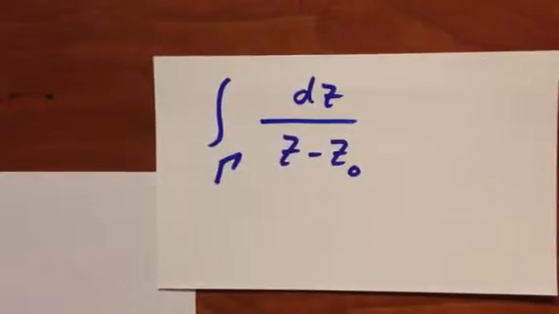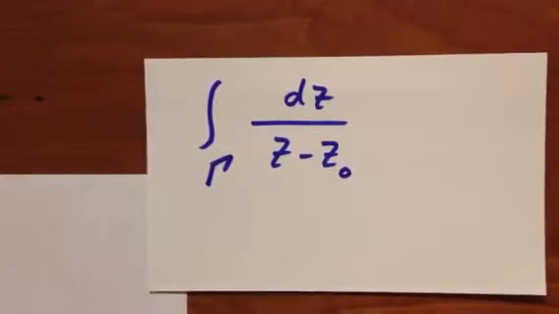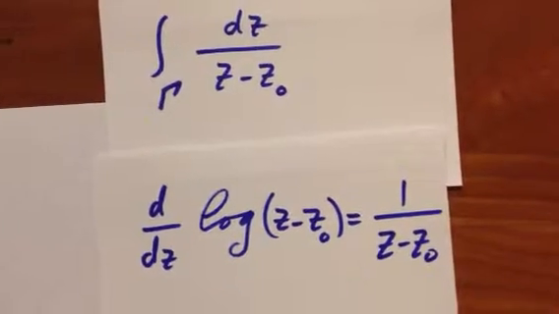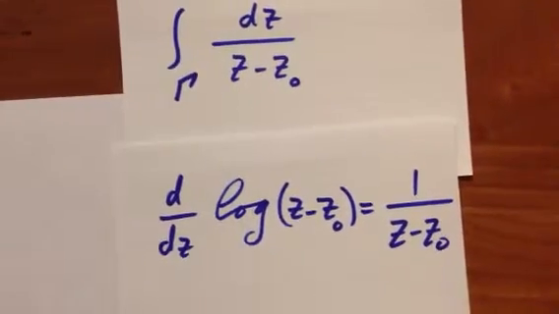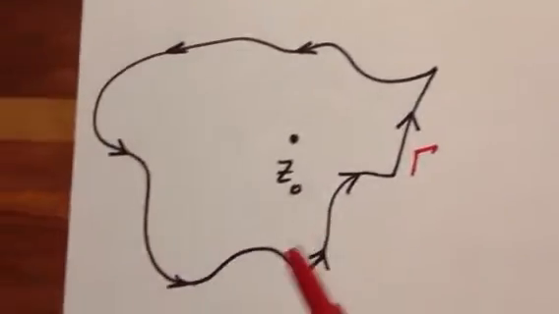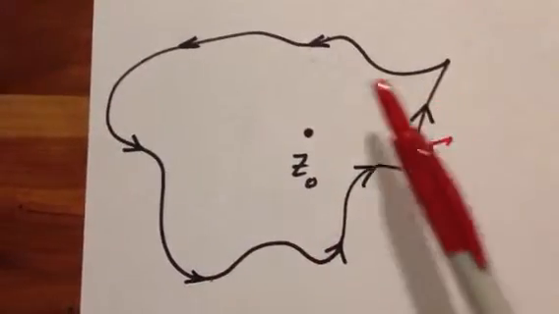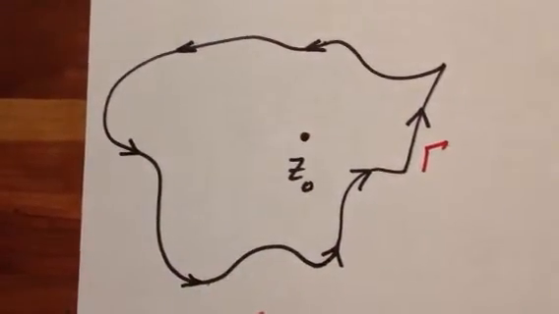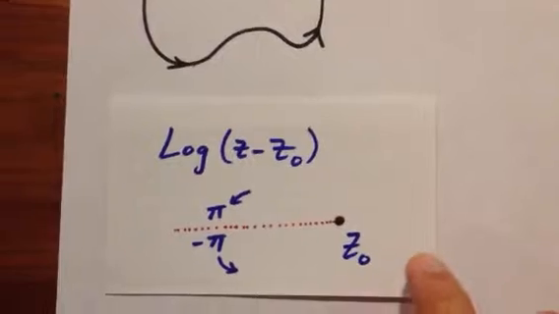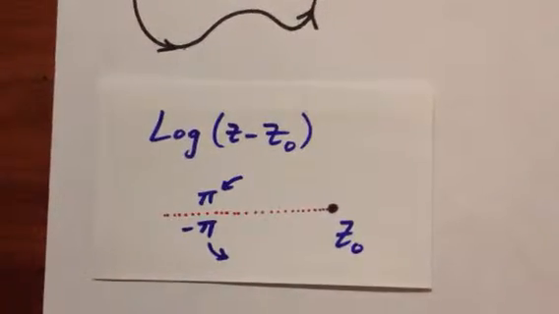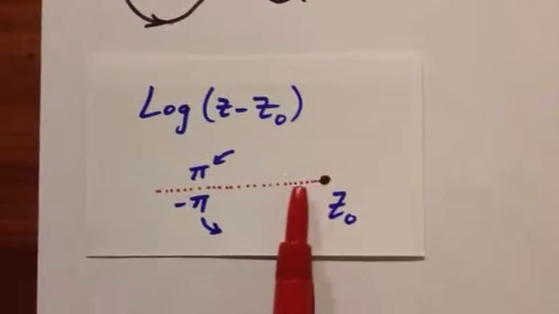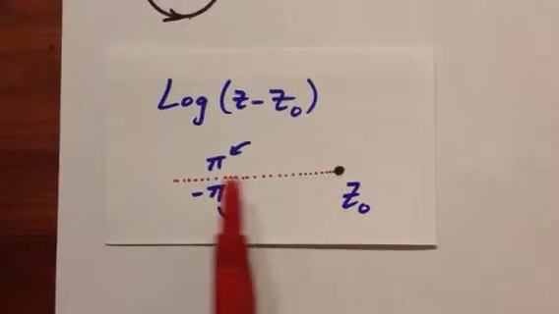We know 1 over z minus z0 has an antiderivative, and that is log of z minus z0. But on this contour, no branch of logarithm is entirely analytic. For example, the principal branch, capital Log of z minus z0, centered at z0, is not analytic on this negative x-axis.